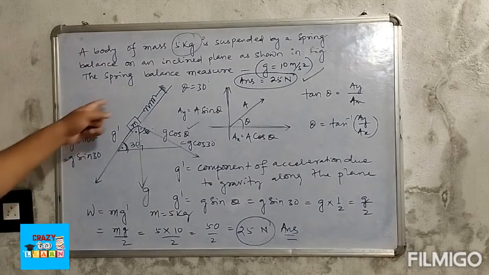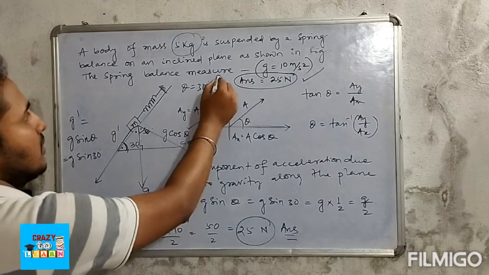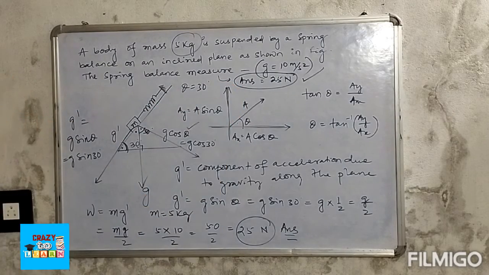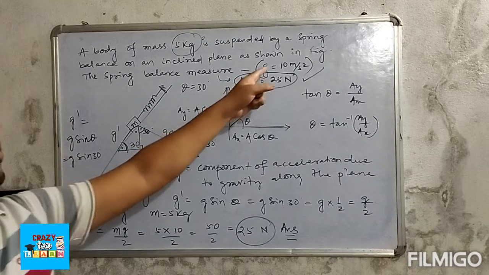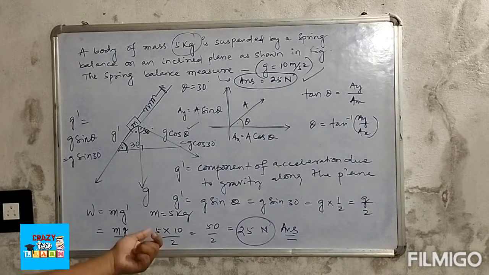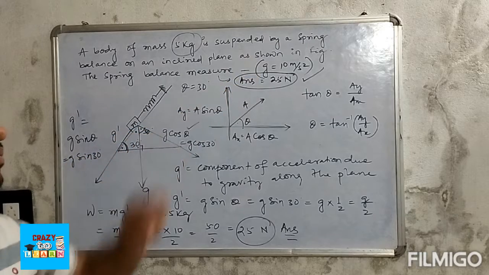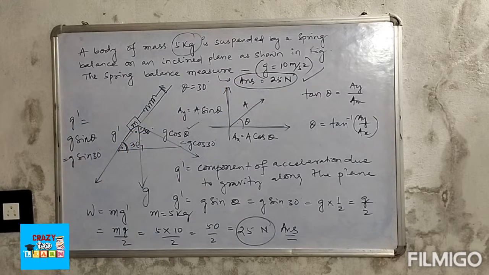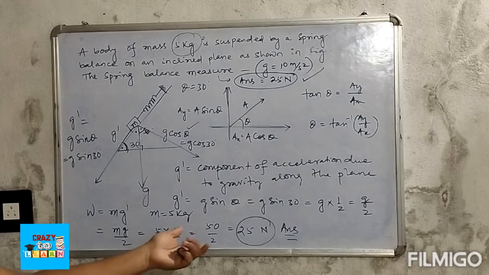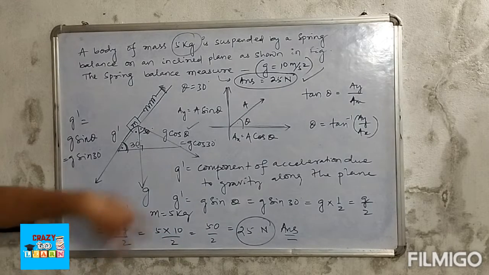Clear? The spring balance will measure the weight, 25 Newton. I took the g value as 10 to solve the problem easily. If we take the g value as 9.8, we will get the answer in decimal value. If you take g as 9.8, you can solve it, but you will get some decimal value. All are clear about the concept?